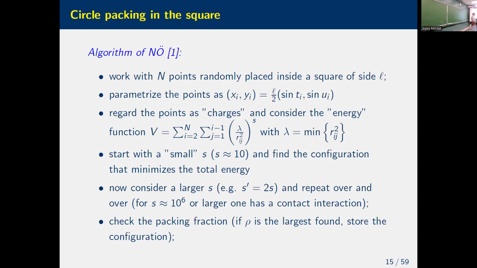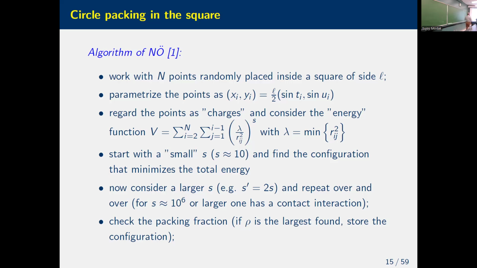The algorithm of Lubachevsky and Graham works this way. You first put n points randomly on a square, and you parameterize the points like this. This parameterization is very clever because all of a sudden it transforms your problem from constrained optimization to unconstrained optimization, because automatically the Cartesian coordinates expressed this way fit in the square.